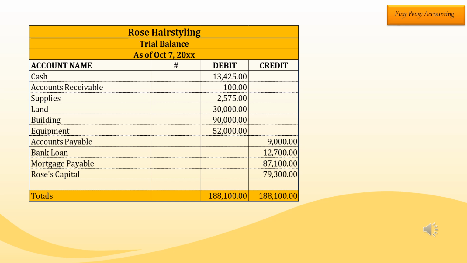Structure of a trial balance. It consists of 3 columns. Account name lists each account from the chart of accounts. Debit column shows balances for assets and expenses. Credit column shows balances for liabilities, equity, and revenue.